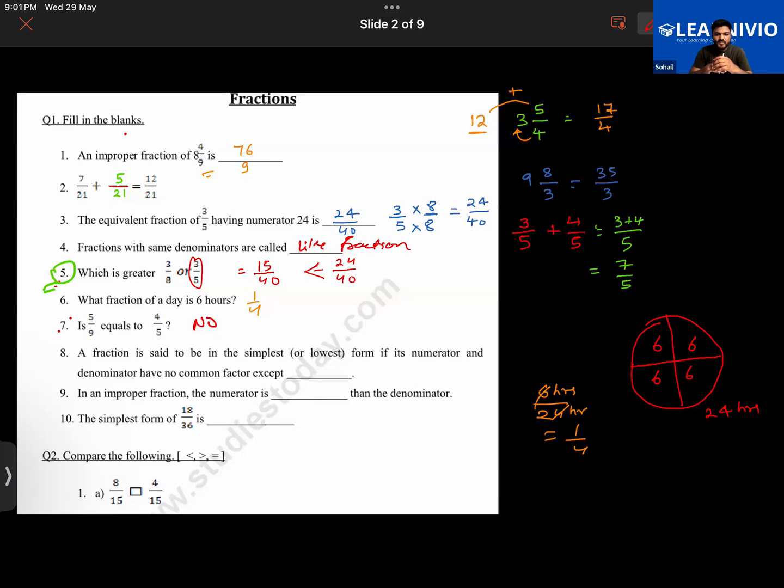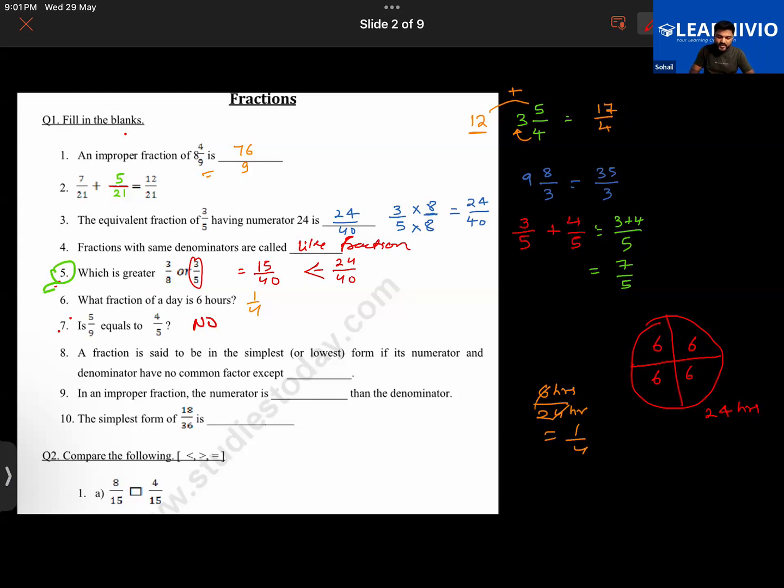A fraction is said to be in simplest or lowest form if it has no common factor except 1. Okay, let me tell you this one.